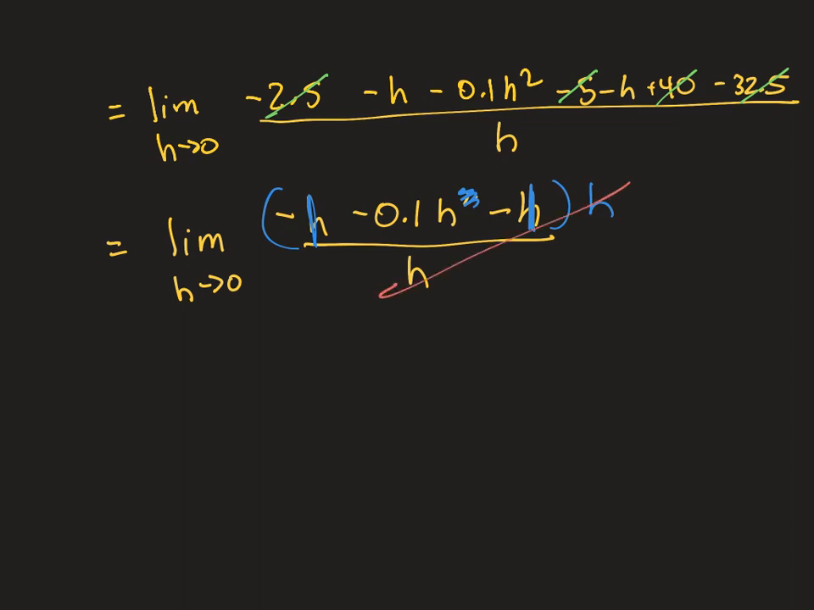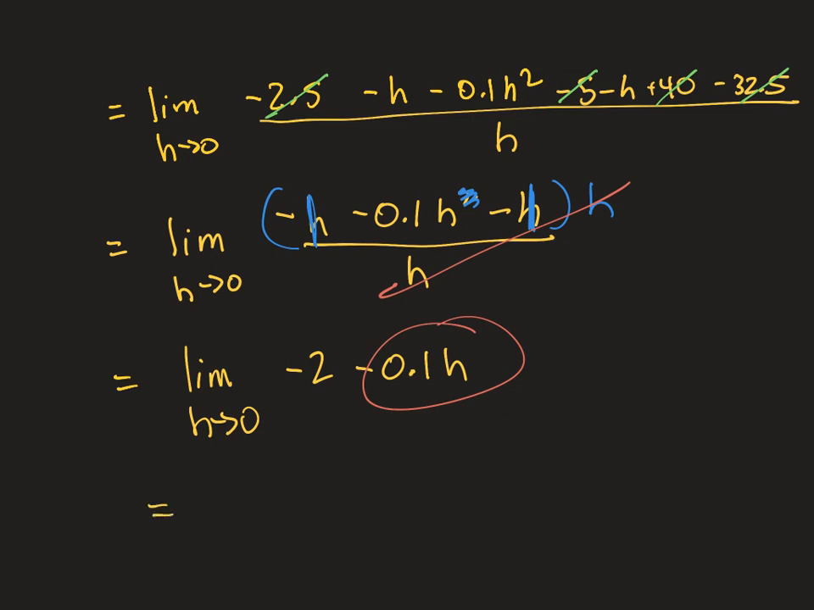And so the answer to our question B is just the limit as h goes to 0 of negative 1 and negative 1, which is negative 2, and then minus 0.1 h. And since I'm sending h to 0, I'll use substitution on this limit, and the value comes out to be negative 2. And that was almost expected.